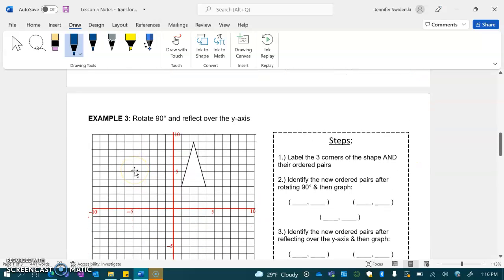For number 3, they want us to rotate by 90 degrees and then reflect over the y. To rotate by 90 degrees, we flip my x and y and make my x negative. Then we're going to reflect over the y. To do that, we're multiplying x by negative 1. So let's go in. Step 1 says label the 3 corners of the shape and their ordered pairs.